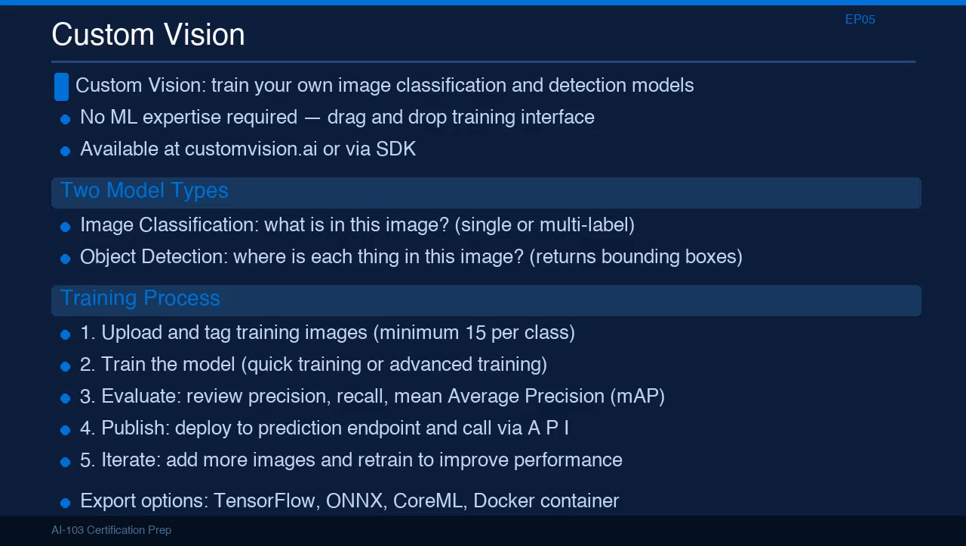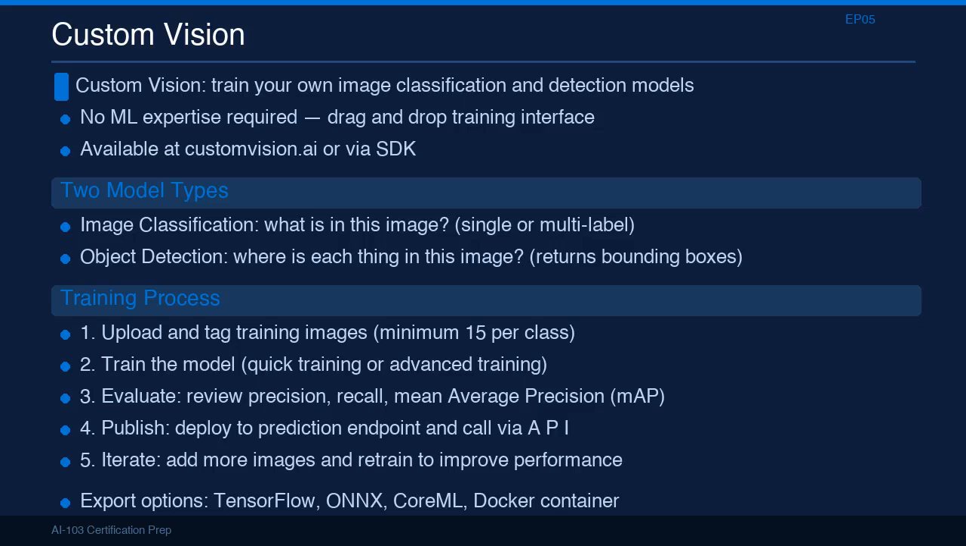Custom Vision is the easiest way to build your own image classification and object detection models without writing machine learning code. There are two model types. Image classification answers the question, what is in this image? For example, classifying product images as defective or acceptable, or categorizing wildlife photos by species. Object detection answers, where is each thing in this image? It returns bounding boxes with labels, useful for counting items on a shelf or locating defects in a manufactured part.